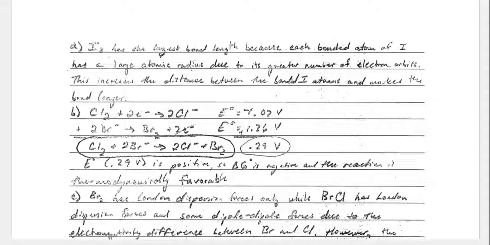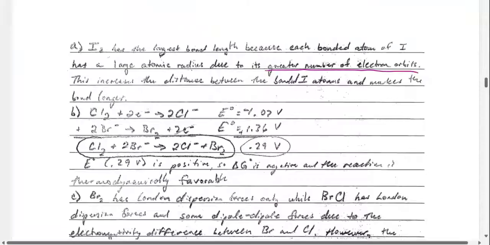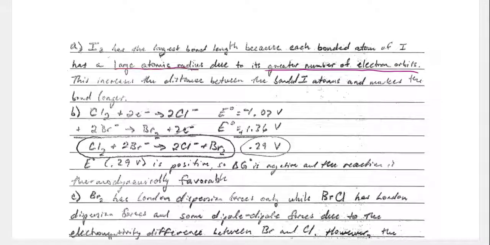So this student for number 1 said I2 has the longest bond length because each bonded atom of I has a large atomic radius due to its greater number of electron orbits. Okay, I like this, but again, remember, it's not actually required in the answer key. They just wanted us to mention that it has a larger atomic radius, but we didn't need to necessarily explain why. But they did mention a large atomic radius. I would prefer them to say a larger atomic radius because we're comparing, but still.